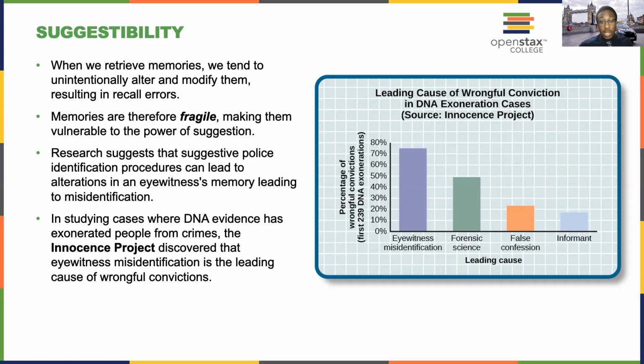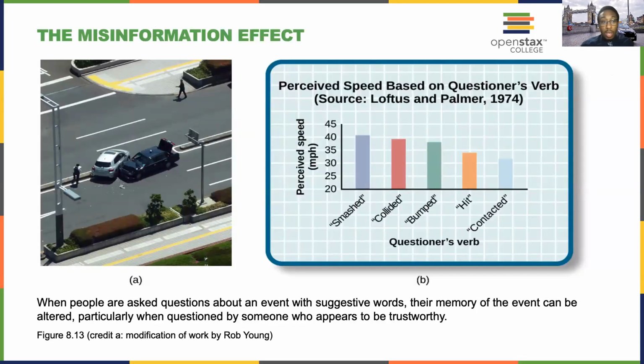So the suggestibility of memory has some very real world consequences. And I've attached a video on our Canvas page that describes that in more detail. One important application of the suggestibility principle is the misinformation effect. And this was primarily pioneered by a researcher by the name of Elizabeth Loftus.